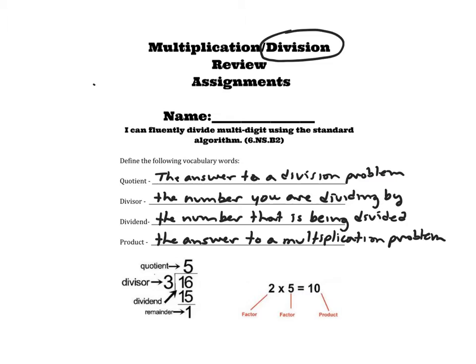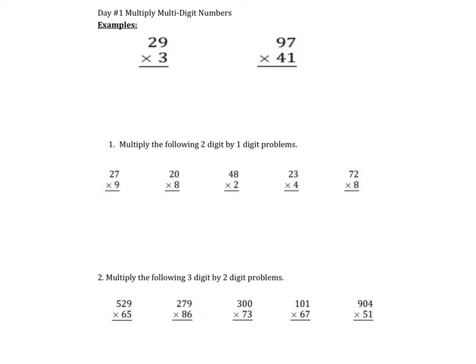All right, so moving ahead, we'll just do a couple of these multiplications, and then we'll move on to division right away. So 29 times 3. We have a factor times another factor, which will give us a product. So 9 times 3 is 27. Carry the 2. 3 times 2 is 6, plus 2 more is 8. So the product is 87.